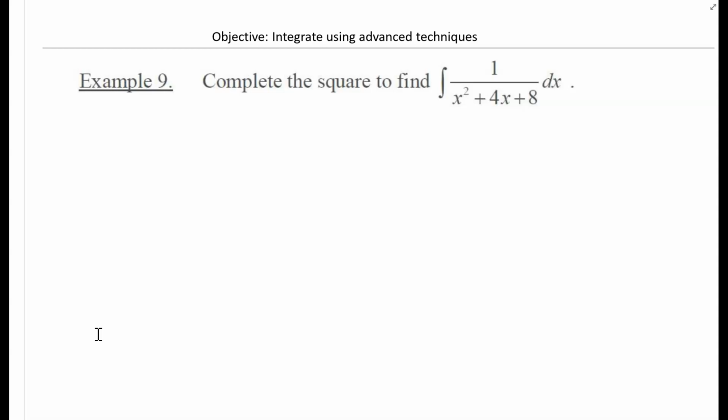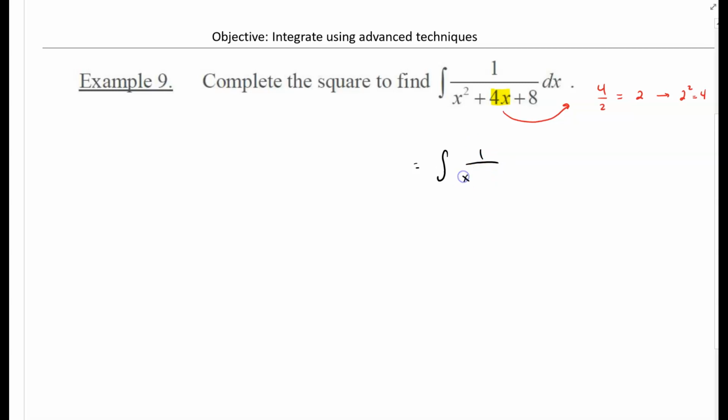The idea of completing the square you did in Accelerated Math 2 with quadratics, when you wanted to put a quadratic in standard form into vertex form. How we do this is we take our b term and divide by 2 and square it. So 4 divided by 2 is 2, and then we square this. This gives us 4. So in order to complete this square, I need to have a 4.